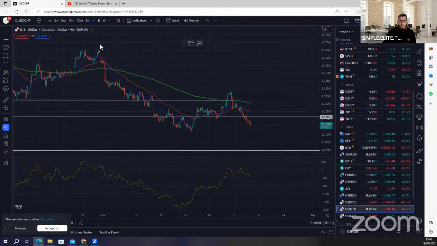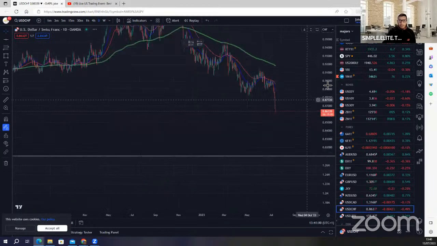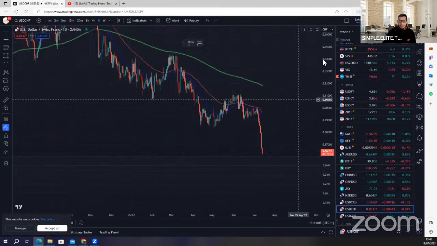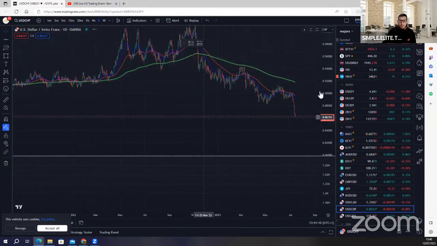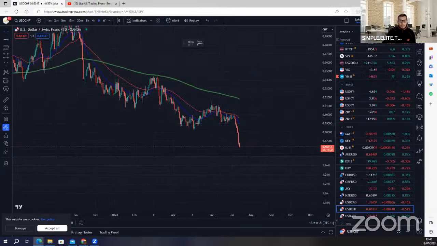Dollar Swiss franc as well is very bearish. As you can see, it's like the flip side of the euro. So it's not what we trade, but you can see price is just shooting down, and it would be nice to see some pullback at this support area and then go lower.